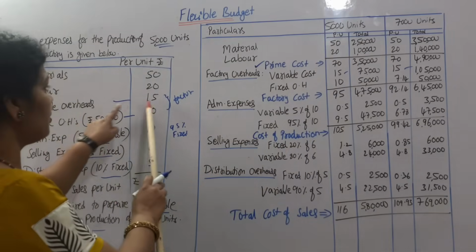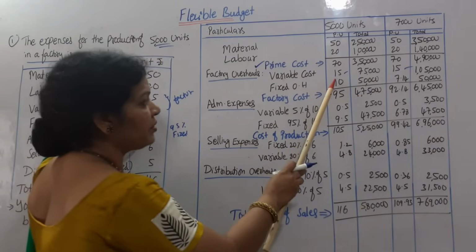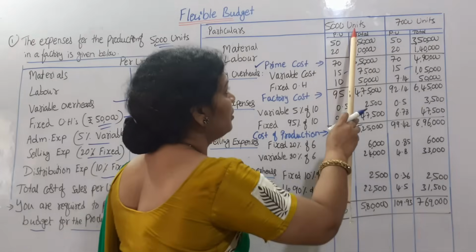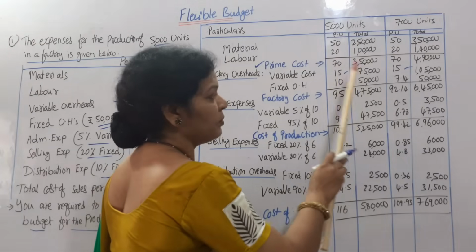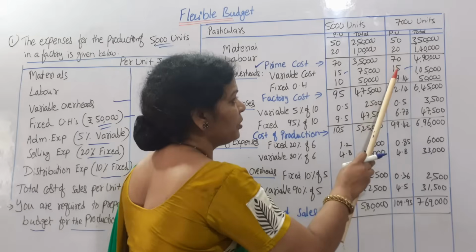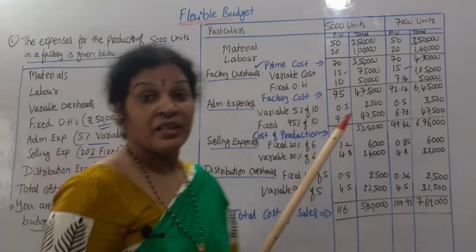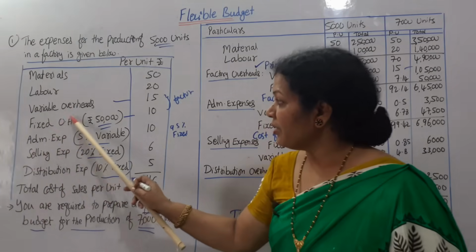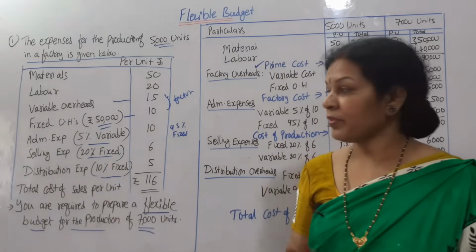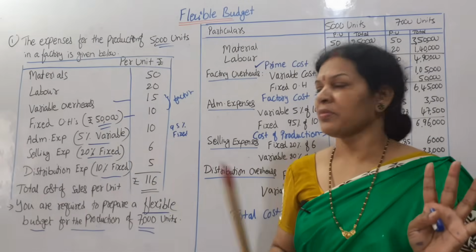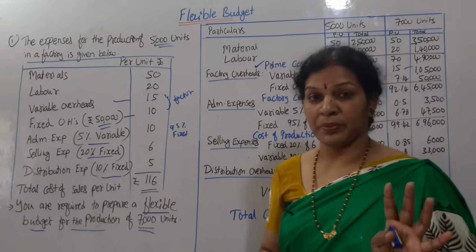Now variable cost is 15. 15 is written both the sides. Now how do you get this amount? 5000 into 15, 75,000. 7000 into 15, 1,05,000. So this is about variable cost. Second one is fixed overheads. Fixed overheads is set at 50,000 fixed. Per unit is 10 rupees.